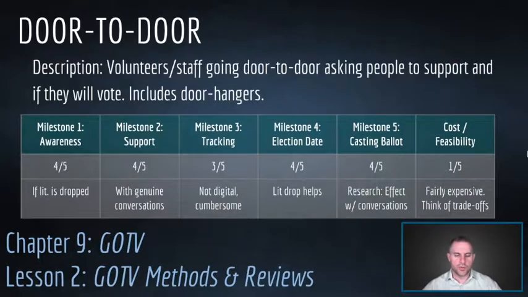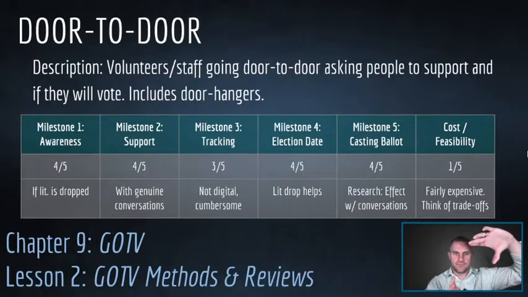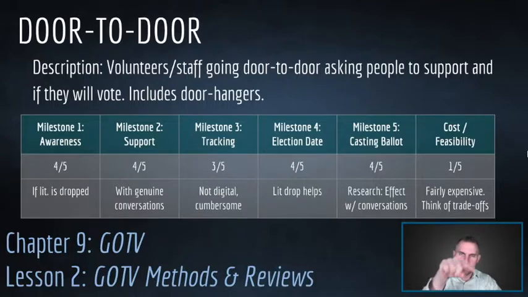All right, next one here is door to door. So this is volunteers and staff and yourself going door to door and asking people to support you and if they're planning on voting. And this includes door hanger lit drops. That's basically a piece of paper, but heavy paper, like cardstock with a slit in it to go around a doorknob, and you hang it on people's door, and it has the date of the election. And also you can do it so that it has a little sticker on it telling people where their precinct is, where they go to vote. That's a real helpful part of it.